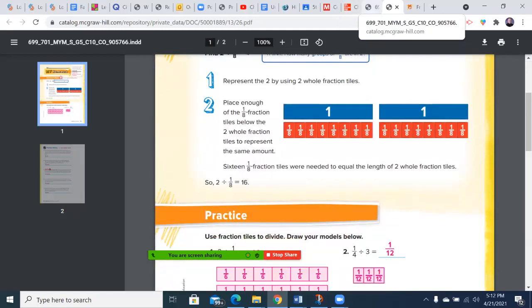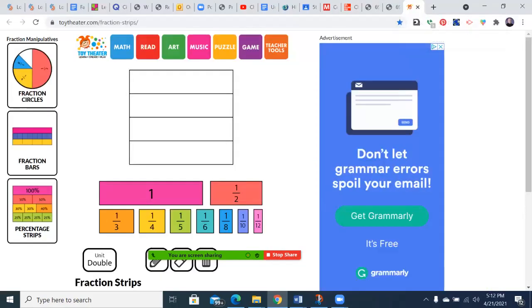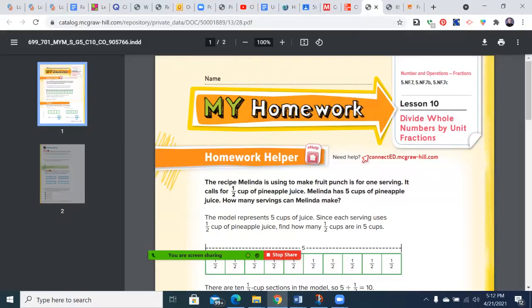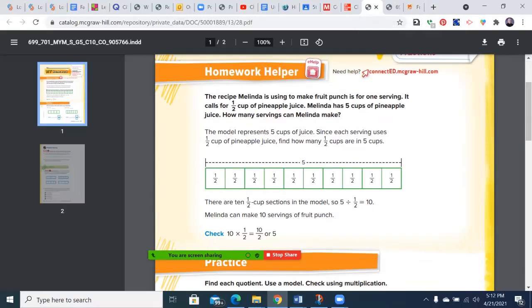You're welcome to use the fraction tiles when you're working on these kinds of assignments. I have a digital copy that is found in the Google Classroom and on our Padlet under the math. Let's look at where today is going: dividing whole numbers by unit fractions. You can use these fraction tiles to help you out, but it's not a requirement.